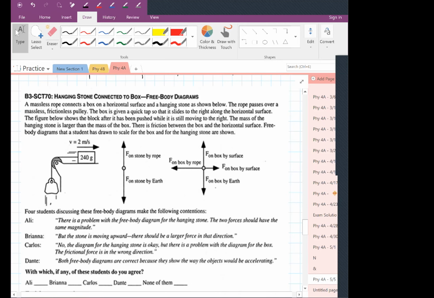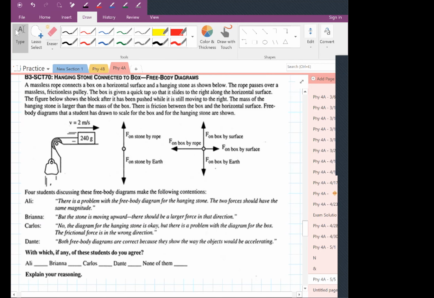The mass of the stone is larger than the box. There is friction between the box and the horizontal surface. Free body diagrams have been drawn by a student, so we're critiquing the free body diagrams. Maybe you should draw your own free body diagrams before you look at these and see if they're the same or different. So go ahead and draw free body diagrams for the stone and for the box.